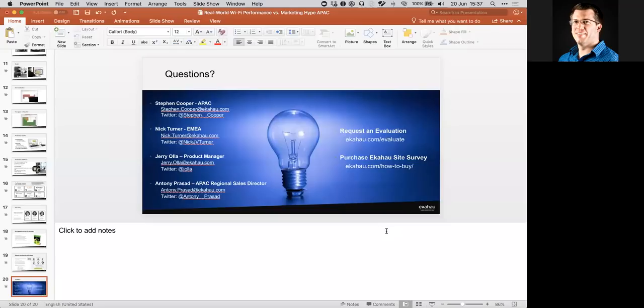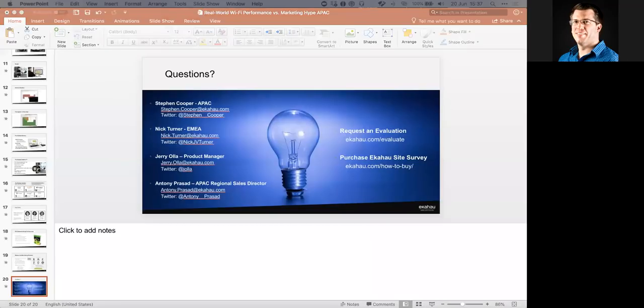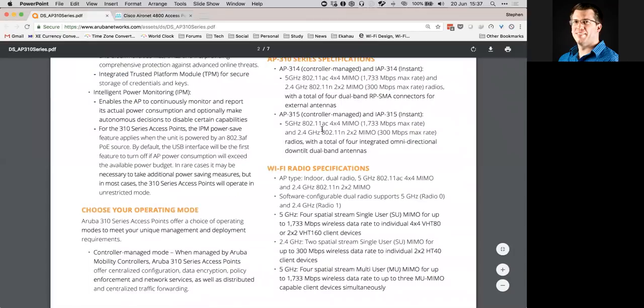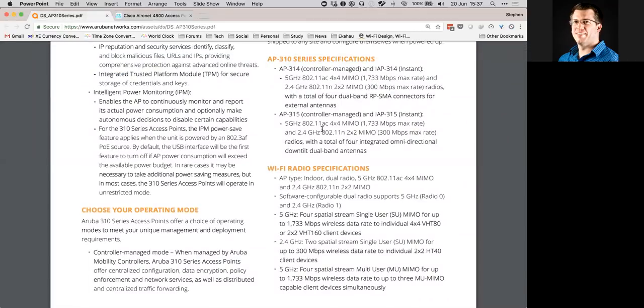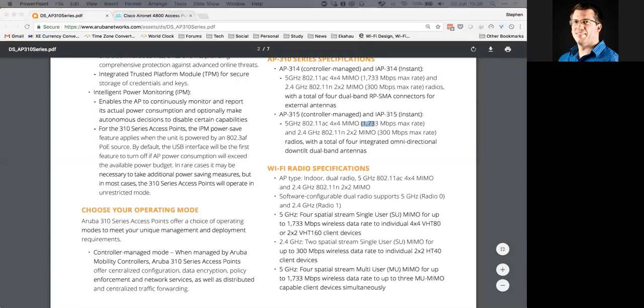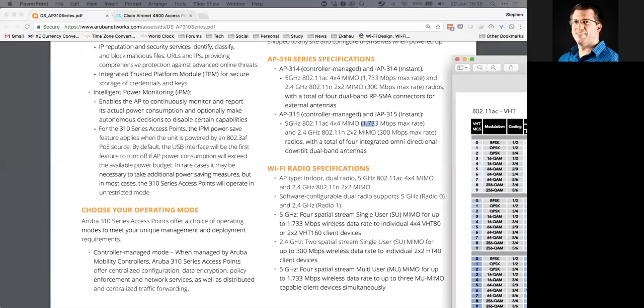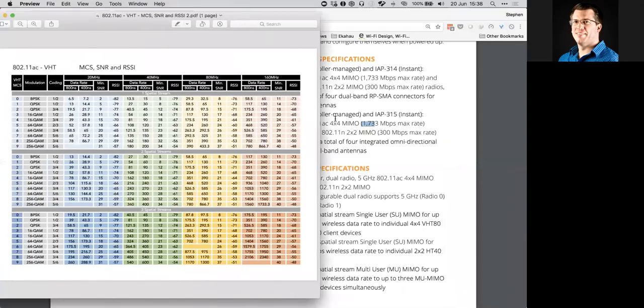So let me just swap my screen around and bring up a data sheet here. I'm going to bring up a data sheet for the Aruba AP315 that I had in the demo before. In this spec sheet, it says it can do 5 gigahertz 802.11ac 4x4 MIMO, max rate 1733 megabits per second. So that's pretty cool. What I want to do is bring over that MCS table and try and scale it properly on the screen so that you can hopefully see it.